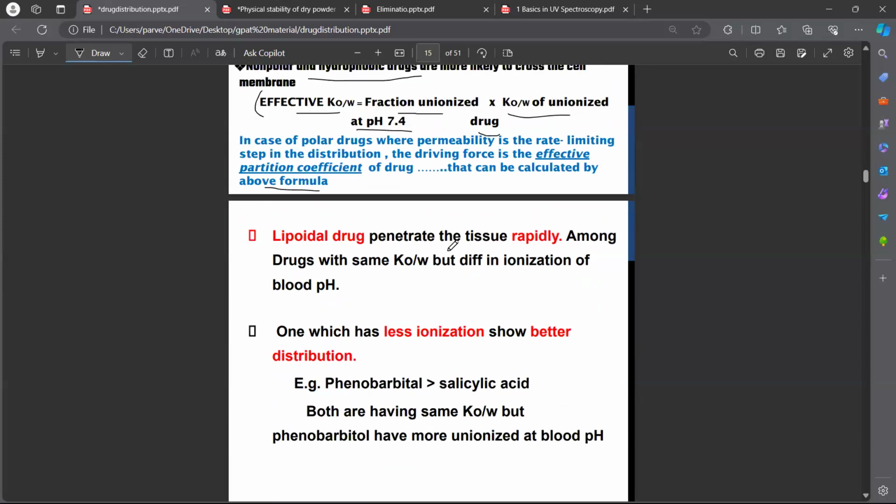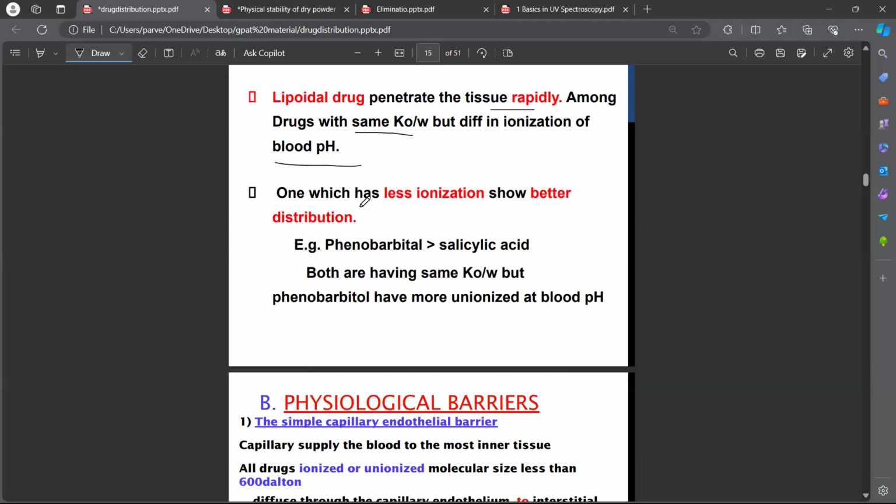Lipoidal drugs are able to penetrate tissue rapidly among drugs which have the same partition coefficient but differ in ionization at the blood pH. Even though two drugs have the same log P value, due to the difference in ionization at the blood pH, which is typically 7.4, their permeability will differ. The one with less ionization should show better distribution because it has better lipophilicity.